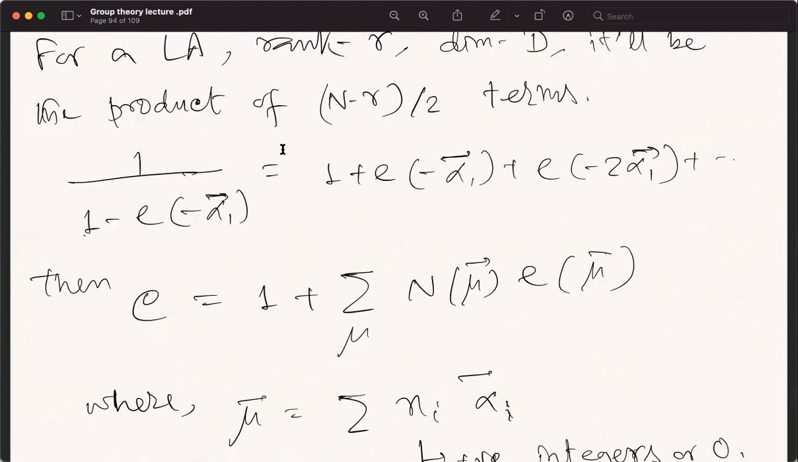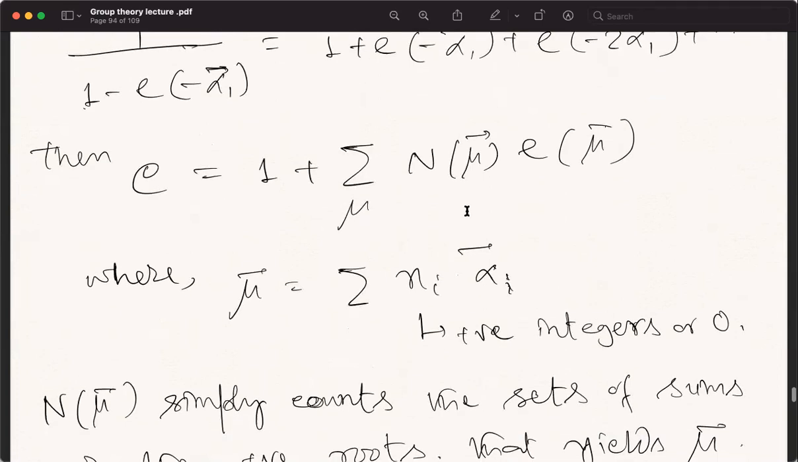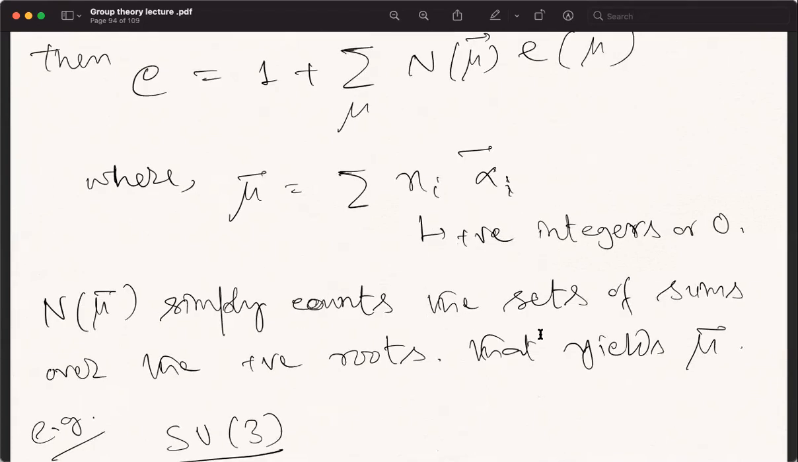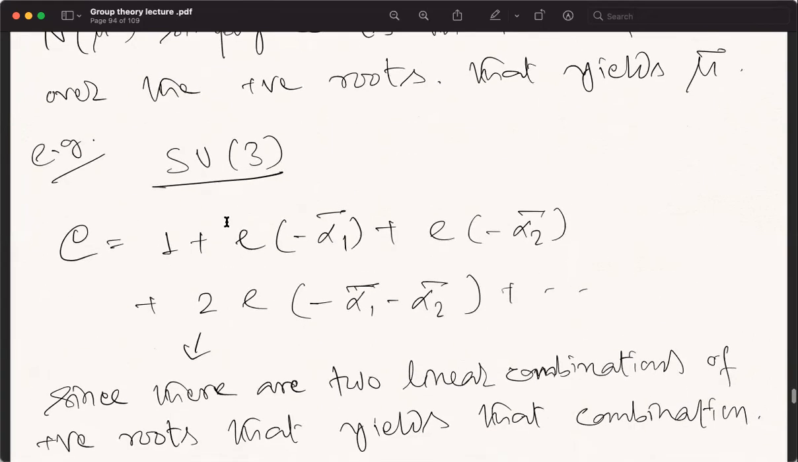Then you can write down the constant counter. If you recurse this relation, it is 1 plus the sum over mu of n mu e mu. And what is mu? Mu is basically ni alpha I, as we have seen already, and the ni are all positive integers or 0. This is generated from the action of the t I. And n mu simply counts the sets of sums over the positive roots that yield mu. For example, if you consider SU3, we write the constant counter as C equals 1 plus e minus alpha 1 plus e minus alpha 2 plus twice e minus alpha 1 minus alpha 2, and so on.